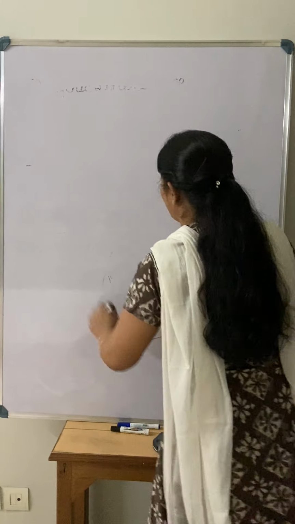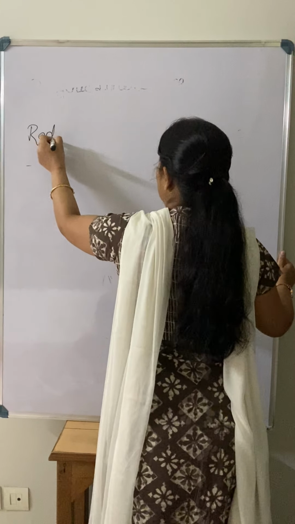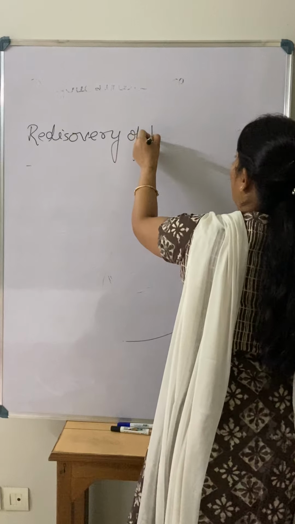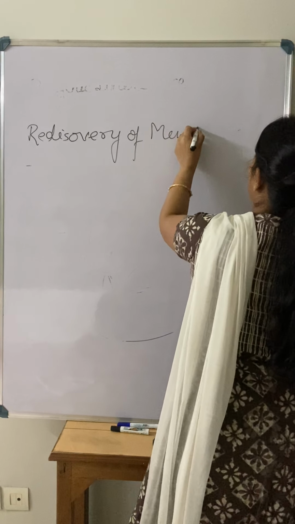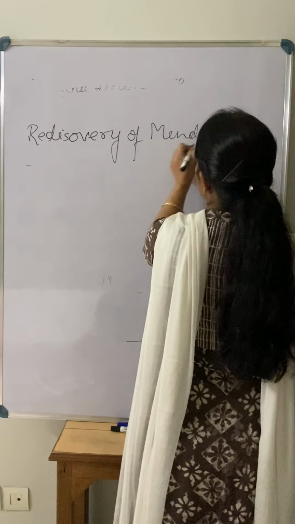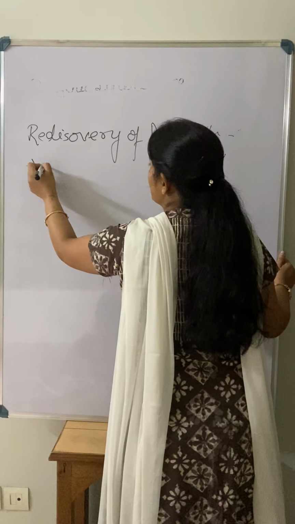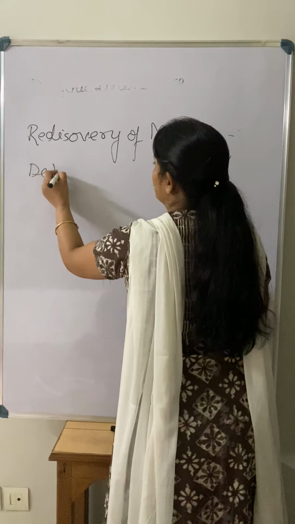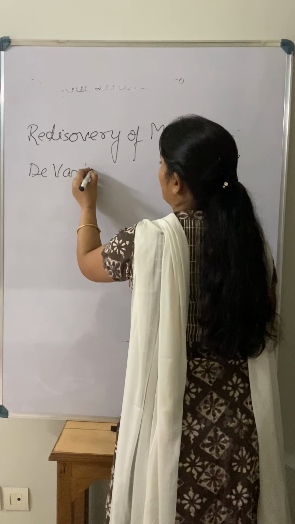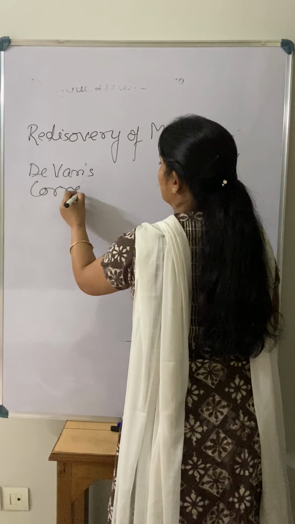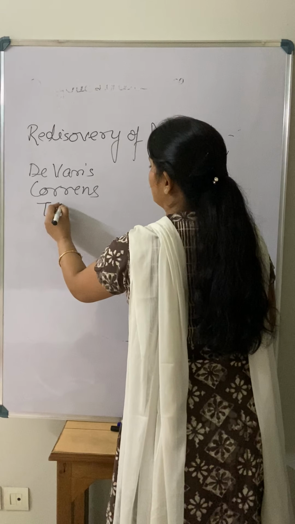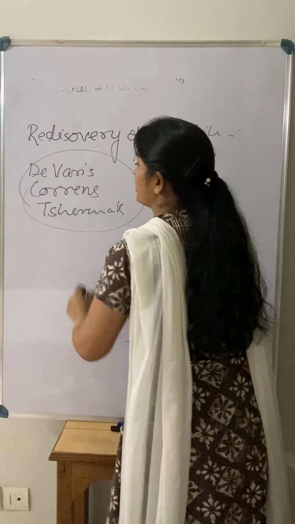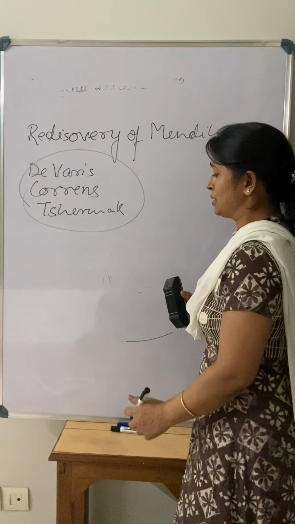Again there was a rediscovery of the Mendelian principle or Mendelian inheritance. What was there? There were three persons, De Vries, Correns, and Tschermak. These were the three persons who proposed this rediscovery of the Mendelian principle, right?